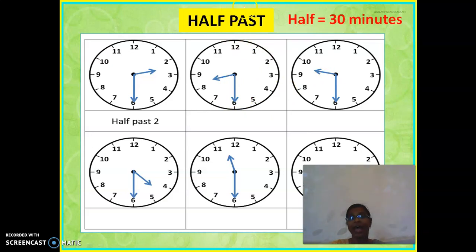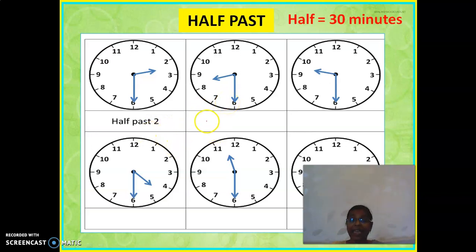Okay, the hour hand will represent the number, and till now you have learned only the half past. So the minute hand can point at 6 or 12. Only 2 ways you have learned in second standard. In further classes you will go with the other ways. Now what is this? Half past 2. What is the next one?